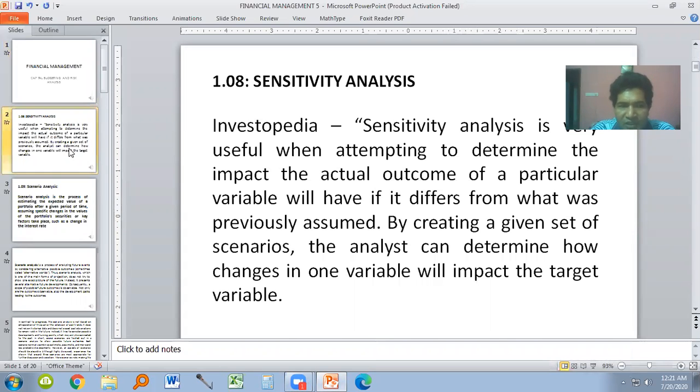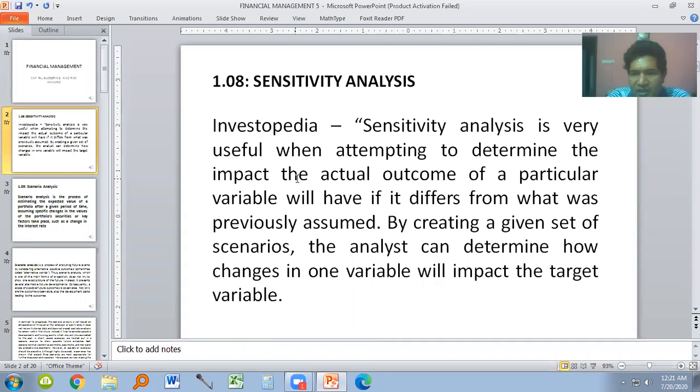Okay, let's start. Sensitivity analysis. According to Investopedia, sensitivity analysis is very useful when attempting to determine the impact the actual outcome of a particular variable will have if it differs from what was previously assumed. By creating a given set of scenarios, the analyst can determine how changes in one variable will impact the target variable.